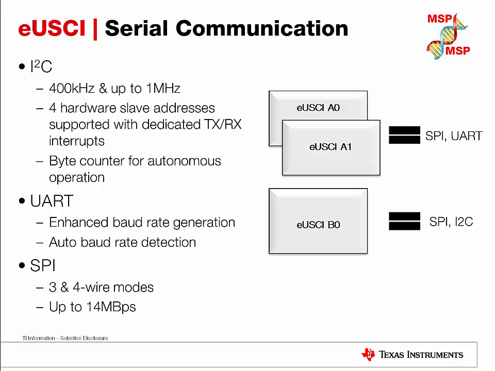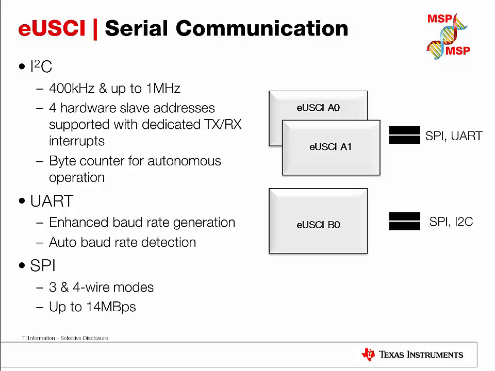The eUSCI can be split into 2 modules: the eUSCI-A, which is capable of driving the UART or SPI communication, and the eUSCI-B, which is capable of driving the SPI and I2C communication. Starting with UART, the eUSCI can drive multiple flexible UART configurations. It also introduces enhanced baud rate generation as well as baud rate detection. The SPI communication on MSP432 also supports both 3 and 4 wire modes, and the SPI communication speed can be up to 14 megabits per second. Lastly, the I2C module on MSP432 can be used at up to 400 kHz and even up to 1 megahertz operating speed.